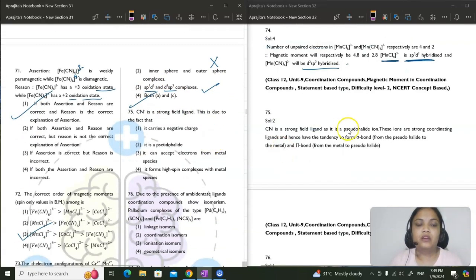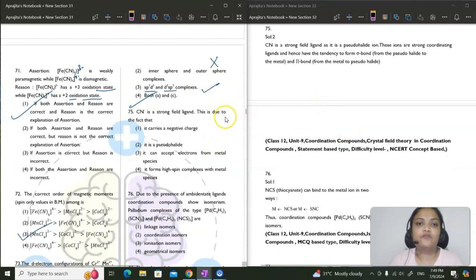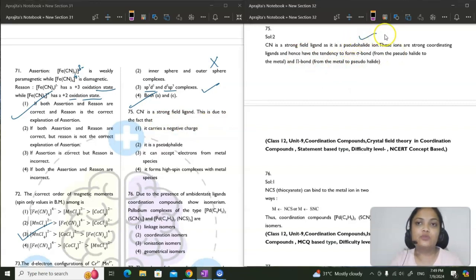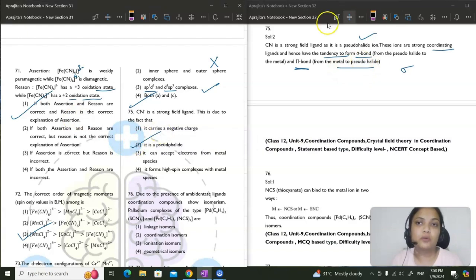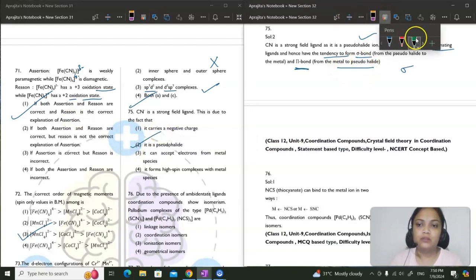Okay, next, CN minus is a strong field ligand. Students, you know it is a strong field ligand as it is a pseudo halide ion. These ions are strong coordinating ligands and they have a tendency to form sigma bonds from the pseudo halide to the metal, and pi bond from the metal to the pseudo halide. So that is why it is a strong field ligand. So the answer is option number 2.